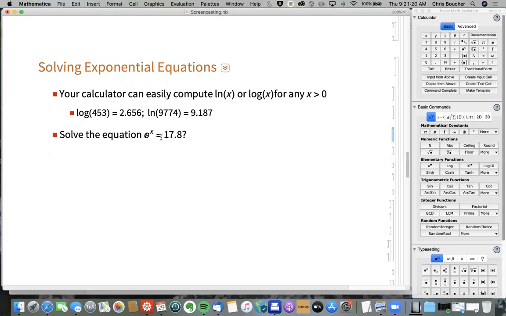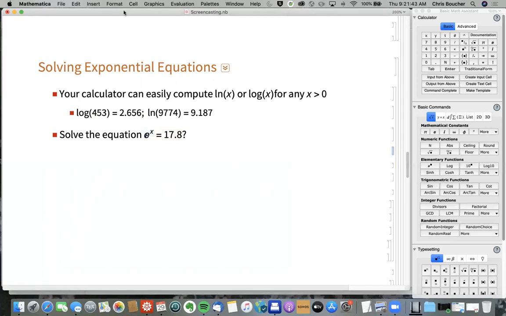Well, before we get to that question, actually, let's see then how we can use this information to solve an equation like this. So notice the variable here is up in the exponent. In order to solve this equation, I want to get that variable by itself, which means I somehow have to wipe out, or get rid of, that exponential function.